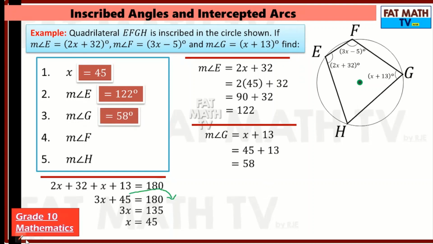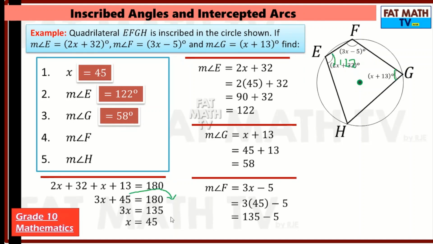Or you can have E is 122. And G and E are supplementary. So you can just subtract from 180. So 180 minus 122, that will also give you 58. Measure of angle F is 3x minus 5. Replace x with 45. So 3 times 45 is 135 minus 5.